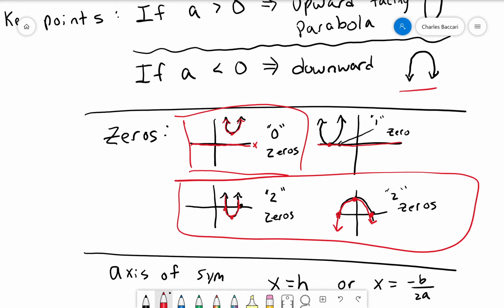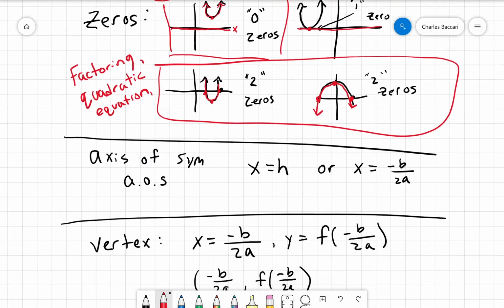Now, to find the zeros, you do things that we've done in the past, like factoring. We can use the quadratic equation, which I don't think we've done yet. And there are other ways, you can guess and check technically, but I wouldn't recommend it. So let's keep going. The next thing, we have the axis of symmetry.